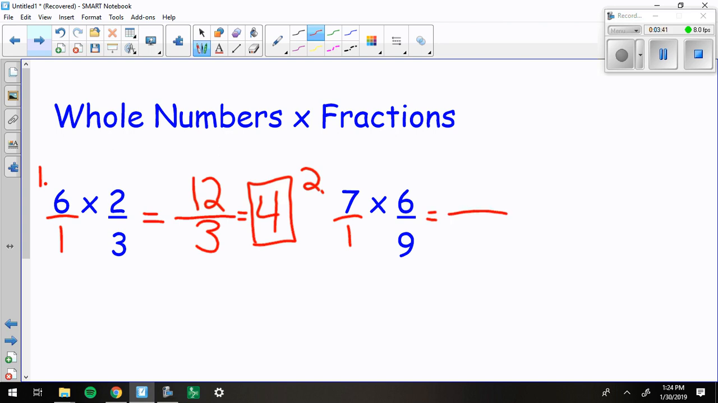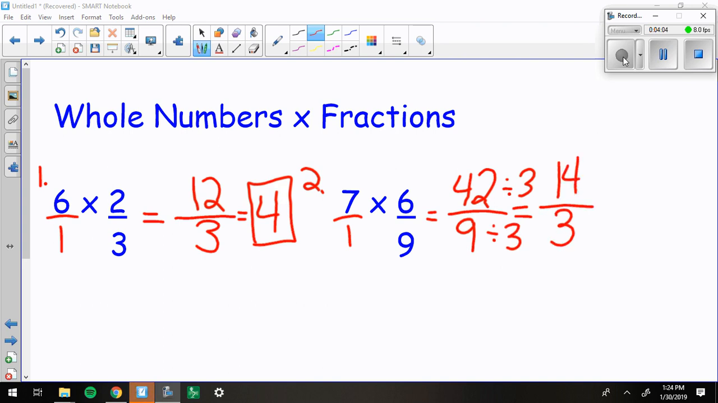I'm going to multiply my numerators together. 7 times 6 is 42. I'm going to multiply my denominators. 1 times 9 is 9. And I'm going to simplify this. I can actually simplify this before I regroup it. I can divide top and bottom by 3. And that would be 14 over 3. And I can't leave it like that. I need to regroup my improper fraction into a mixed number in this case. 3 goes into 14 4 times, with 2 left over. 4 2/3.